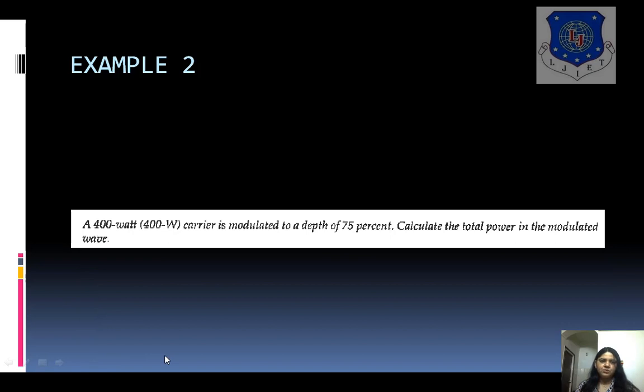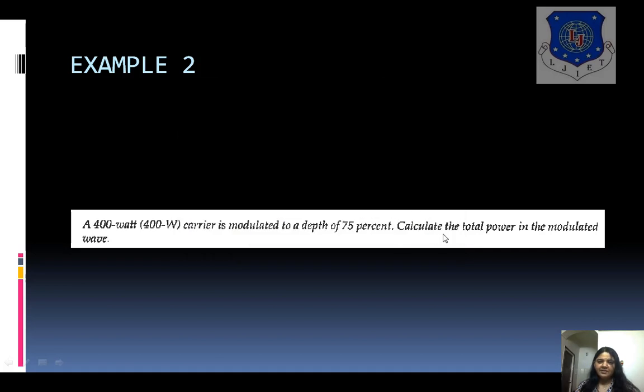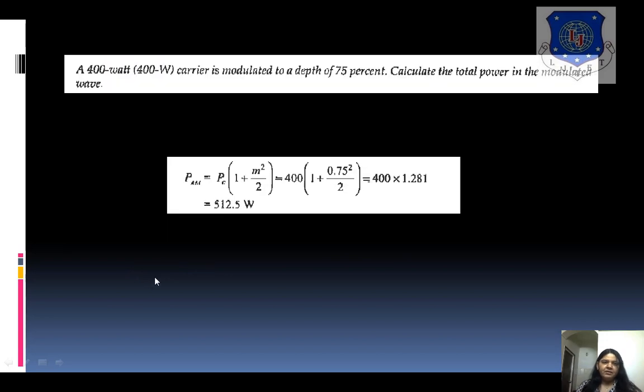Now example number 2. A 400 watt carrier is modulated with a depth of 75%. Calculate the total power in the modulated wave. Now we need to use the power equation for the AM wave, which I have derived in my earlier videos. It is P_AM equals Pc times 1 plus m square by 2, which is 400 times 1 plus m square by 2.